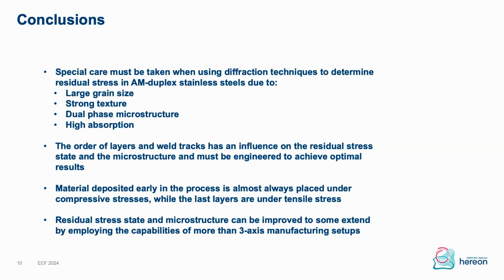And that the material which is deposited early in the process is almost always placed under compressive residual stress, while the last tracks are in a tensile residual stress state. And I think what is really important to take from this is that when we have this manufacturing setup with more than 3 axes, we can not only use this to make complex parts, but also use it to tailor the residual stress field and the microstructure in the part by changing the heat flow direction.